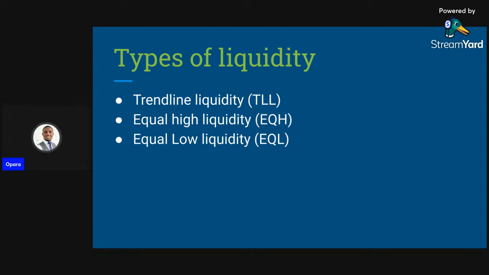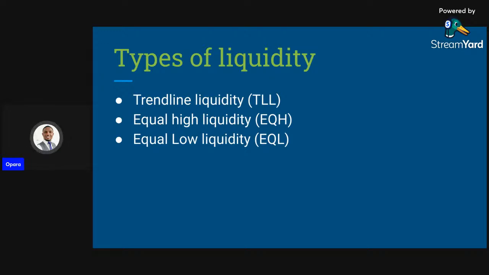We have equal high liquidity. That's when the market forms two equal highs, it's called an equal high liquidity. You have equal low liquidity, where the market forms two equal lows. These are the most prominent forms of liquidity, and the strongest ones are equal highs and equal lows.